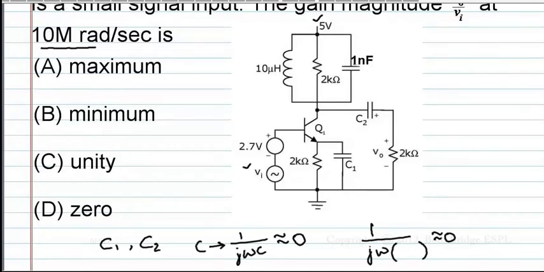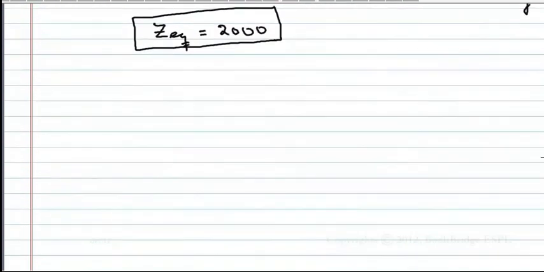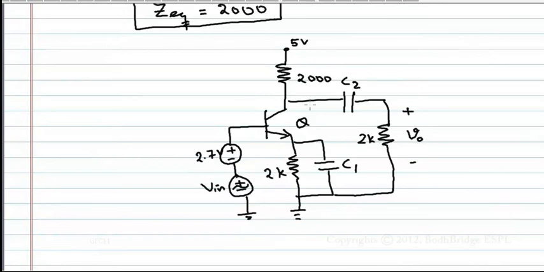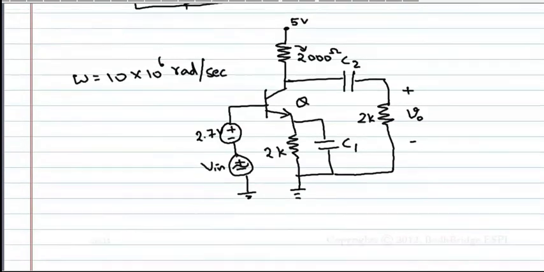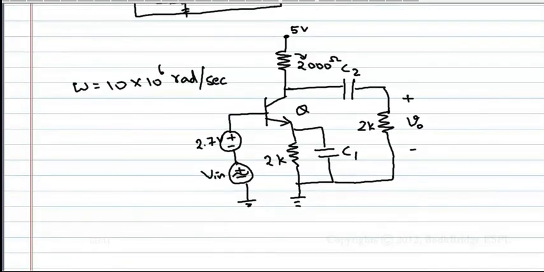Therefore, redrawing this circuit, what do we have? At this point, we have 5 volt, 2000, 5 volt, and there is a transistor here. Therefore, I have redrawn the circuit. This is 2000 ohm. C1 and C2 at this frequency, omega equal to 10 into 10 power 6 radian per second, are off, meaning they are not working at all. Now, let us draw the small signal equivalent of a transistor. First of all, for drawing the small signal equivalent, we should know how to draw it just for the transistor.